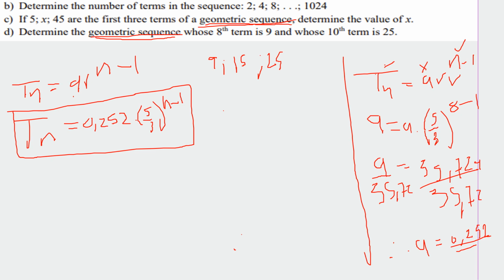Let's check if the value of term number 10 is going to be 25. Let me put that on the calculator: 0.252 times 5 divided by 3 raised to the power of 10 minus 1. So the answer is actually 25.005. Yes, that means the equation is correct, because I just rounded off.